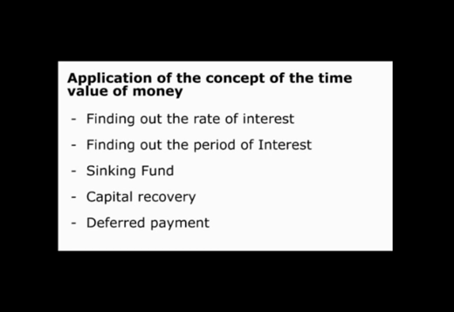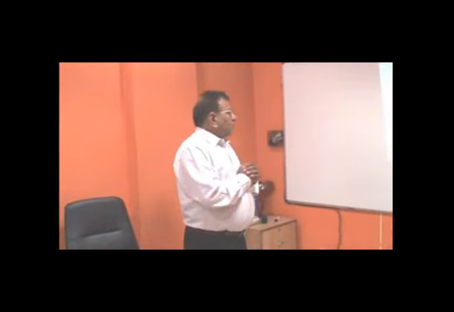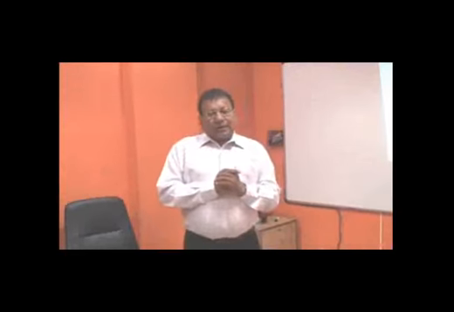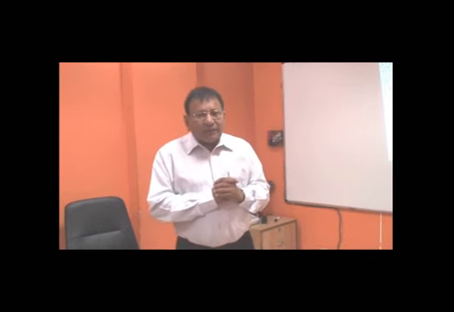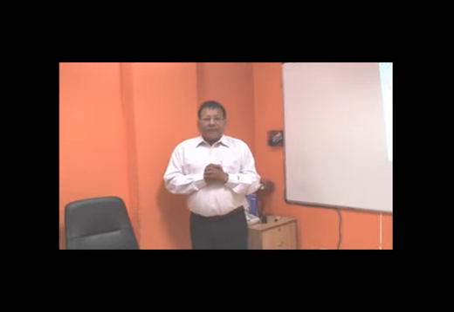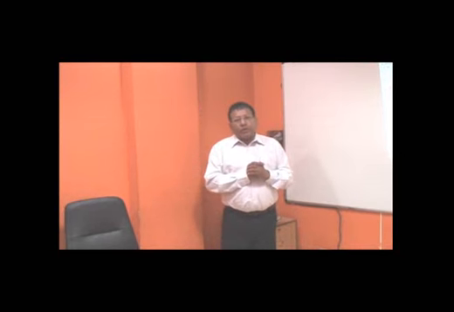So we will try to learn with examples the application of the time value of money. Coming to the first, finding out the rate of interest. You may know that various financial institutions issue deep discount bonds. Kindly remember and note that in deep discount bonds, the rate of interest is not stated. The investor invests a specific amount for the purchase of a deep discount bond, and at the time of maturity, the amount payable to him is much larger than the amount for which he purchased the bond.